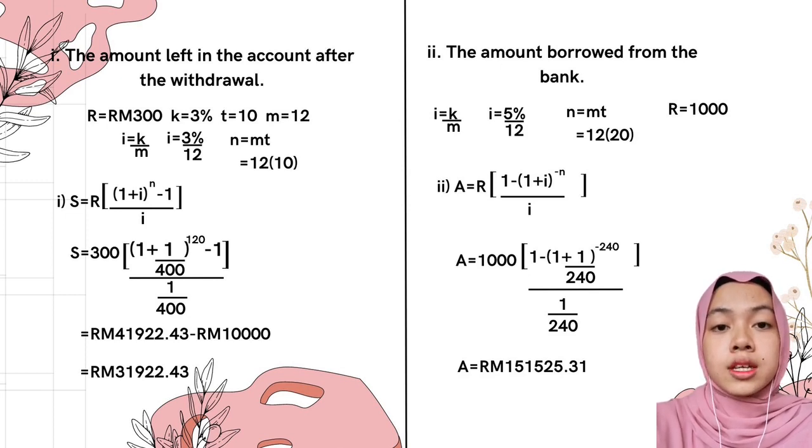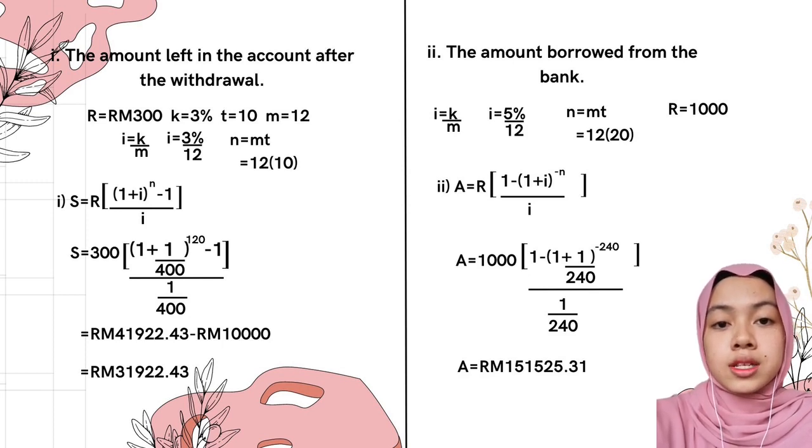For this question, we are required to use the future value formula, so we should substitute all the information given. S is equal to 300 in bracket (1 plus 1 over 400) to the power of 120 minus 1, divided by 1 over 400, and we get S equal to 41,922 ringgit 43 cents. But we need to minus 10,000 ringgit, which is the money Ira withdrew. So S equals 31,922 ringgit 43 cents.